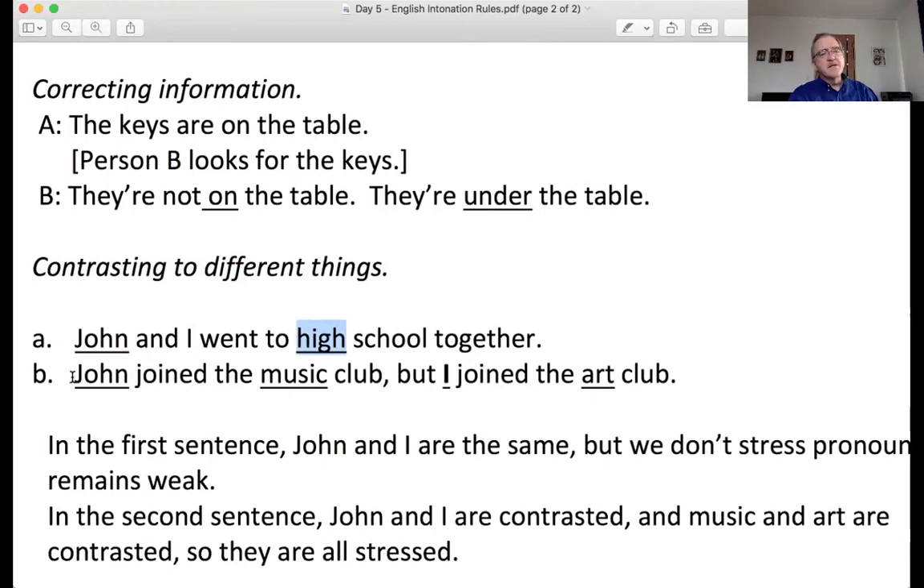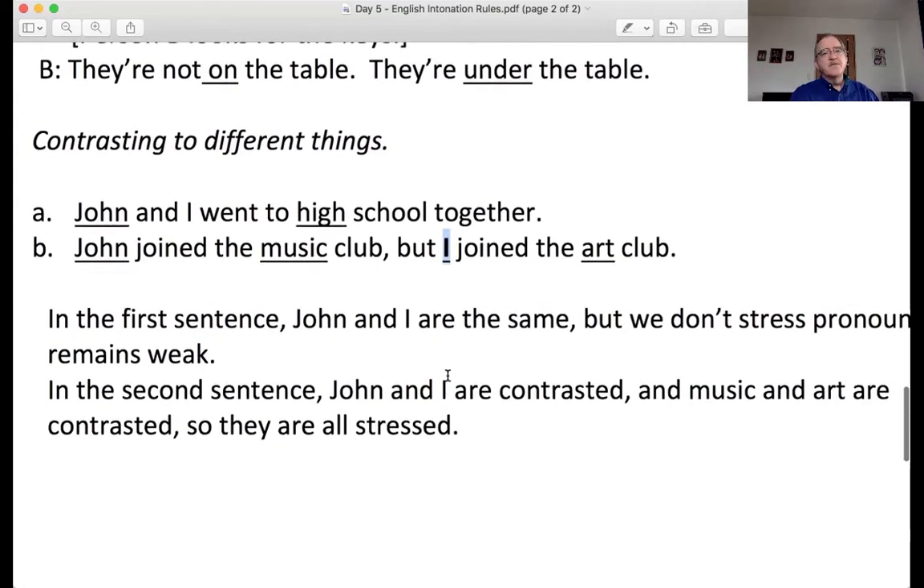Now, look at this word. John joined the music club, but I joined the art club. Now here we're stressing John and I. That's a contrast. Here we have contrasting. Contrast means a difference. We're showing a difference. John, music. I, art. John, music. I, art. Those will be stressed because we're contrasting. John joined the music club, but I joined the art club.